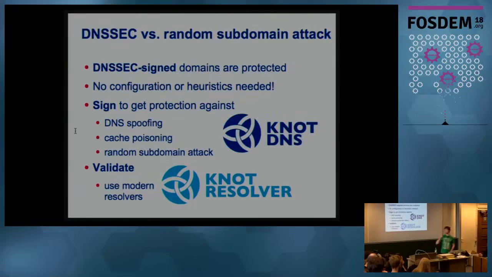BIND 9.12 can do aggressive caching. Knot Resolver 2.0 can as well do aggressive caching. So pick one of these, and hopefully the others, Unbound and PowerDNS, will join us.